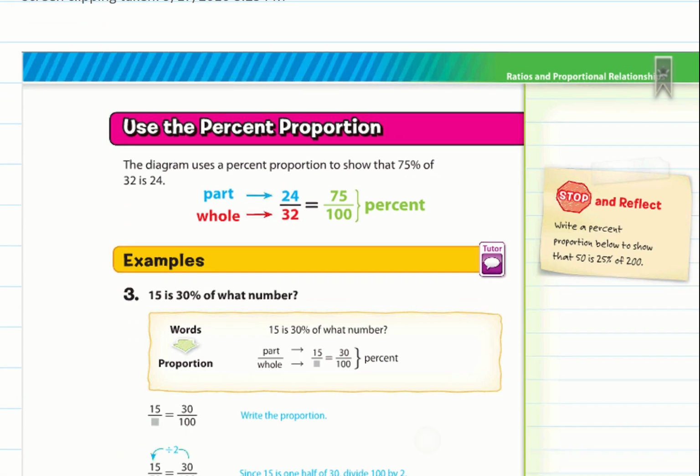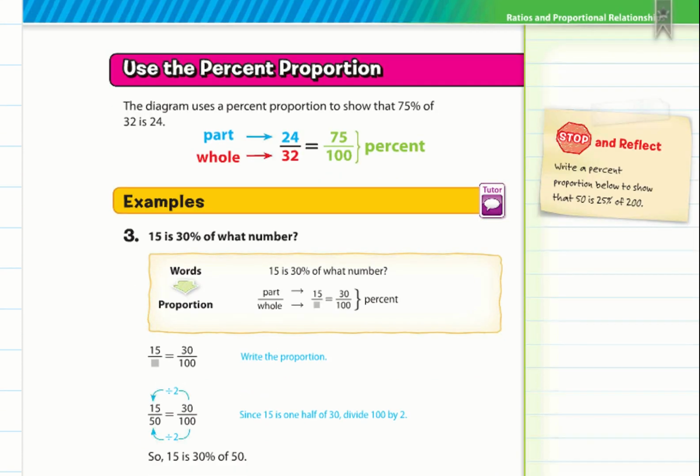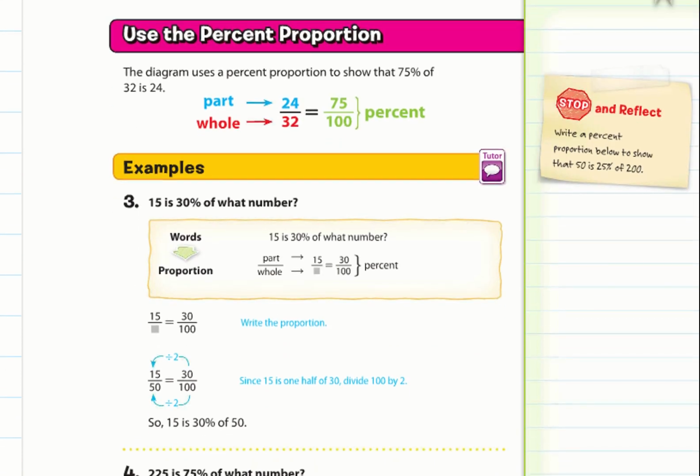Hey, look, stuff we've been doing. Oh, this is the method I've already been teaching you guys. So we have the part over whole equals a percent over 100. So what is 15?